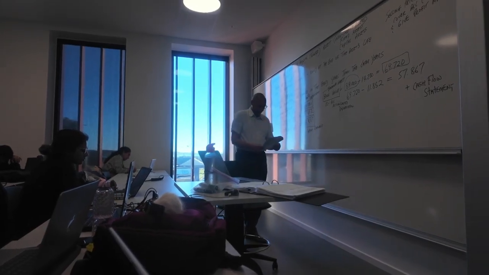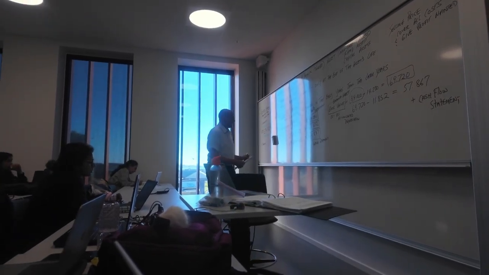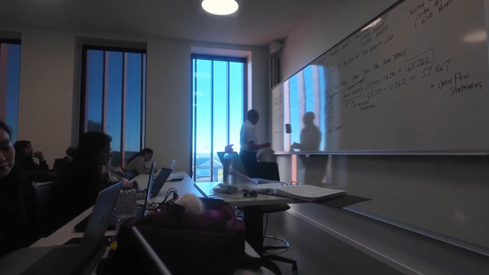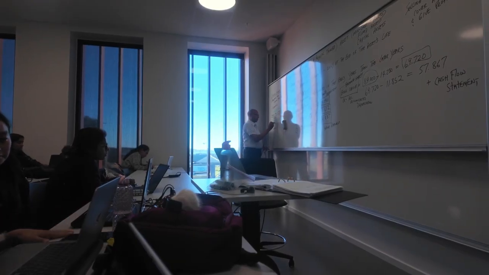So that's the declining balance method. Another version is the double declining balance.